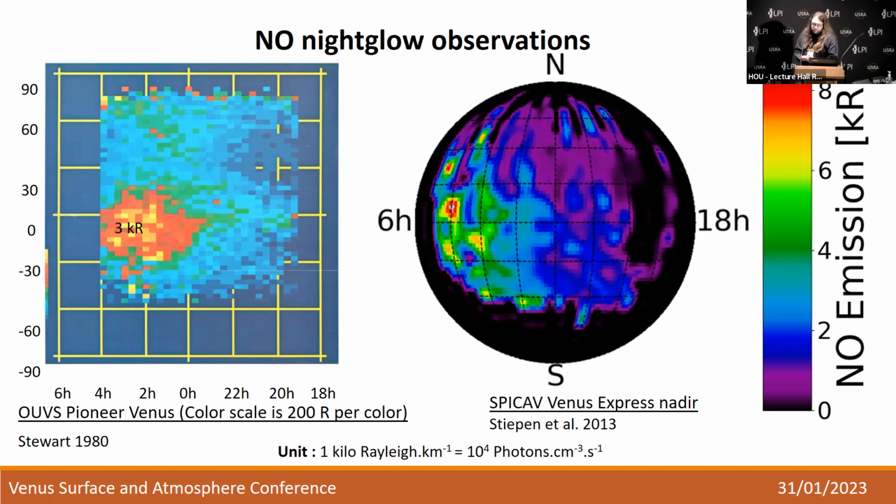So let's talk about the data that we have for the nightglow. On the left, you have observations from OUVS from Pioneer Venus, and on the right, you have observations from SPICAV from Venus Express. We express the nightglow NO observations in Rayleigh because they are integrated observations. The main feature you can see in these maps is that the emission bulge is shifted towards the morning side, which is a result of the interaction of the two circulations.